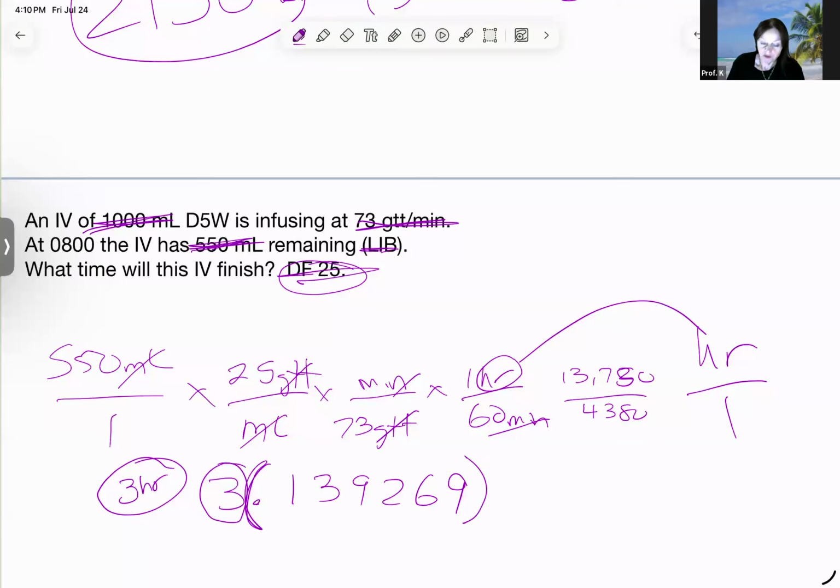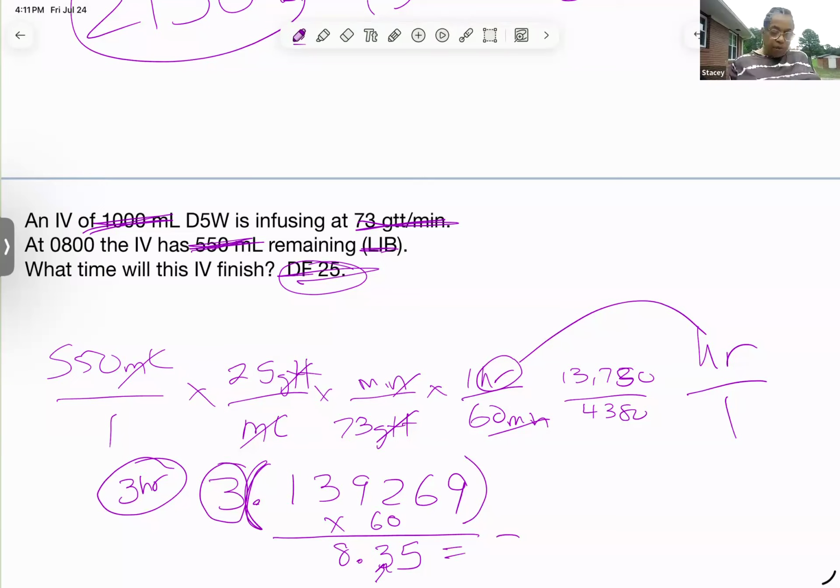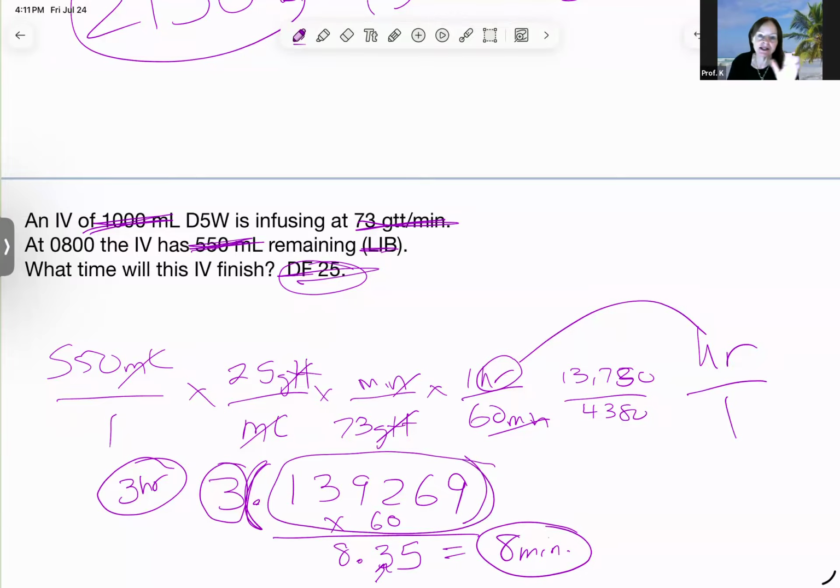0.139269 represent? Well, this is what I mean by you do not round until the very end. You should use all of these numbers and multiply that by 60. And when you do that, it will give you 8.35. So 8.35 is rounded to what? Because now we're solving for minutes. 8 minutes. 8 minutes, all right. So 8 minutes. If you did not use all of these digits, at least 6 of them, after the decimal, you will be off by 1 or 2 minutes every time.